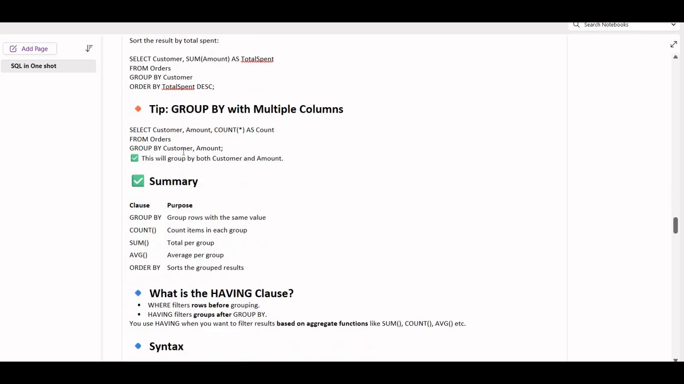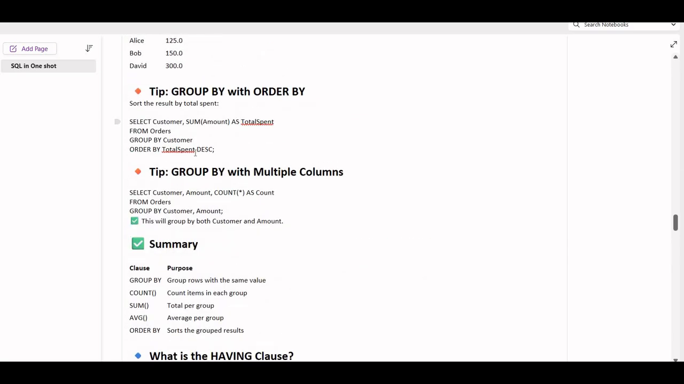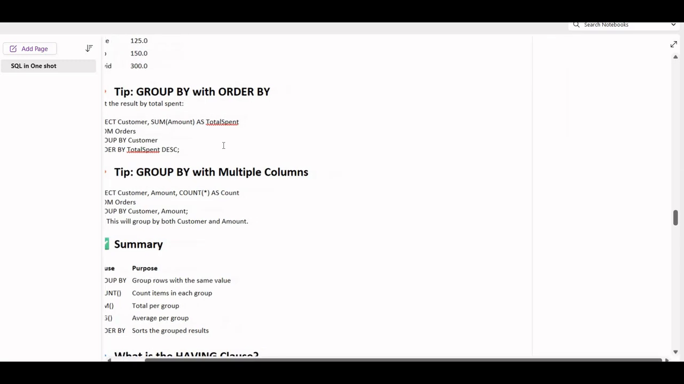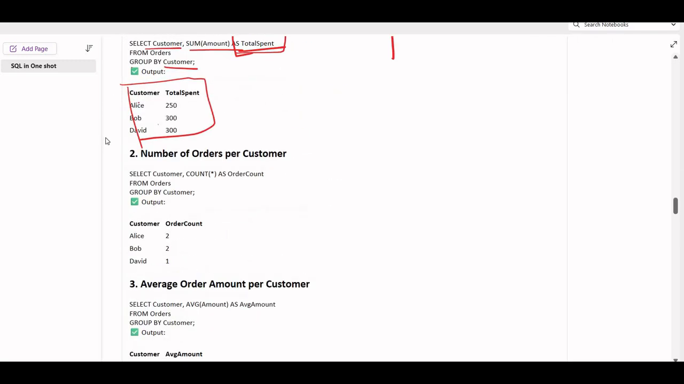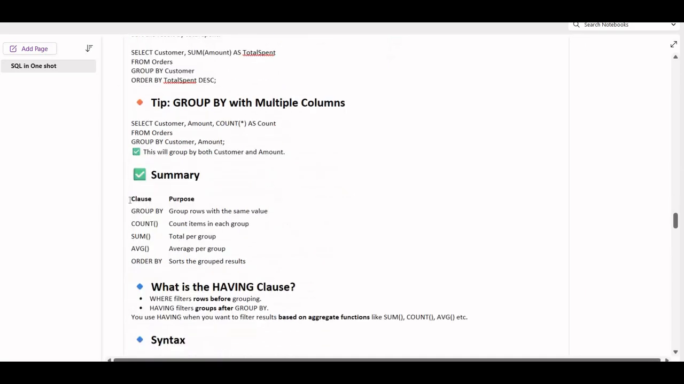Order by total spent in the descending order. Sorry, descending order means from greater to smaller it will order by. Greater to smaller means first David will come, then Bob will come, and then Alice will come, okay?